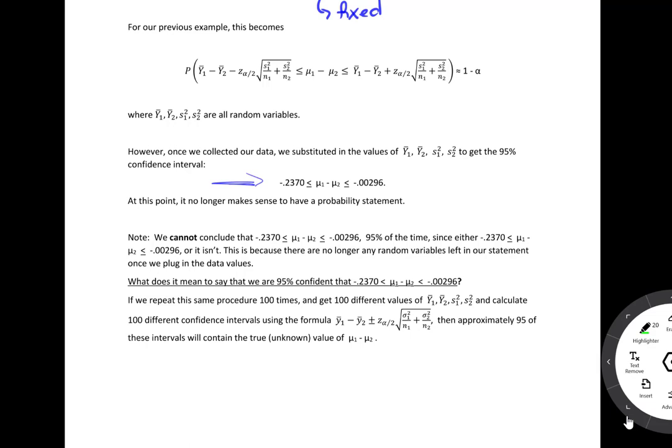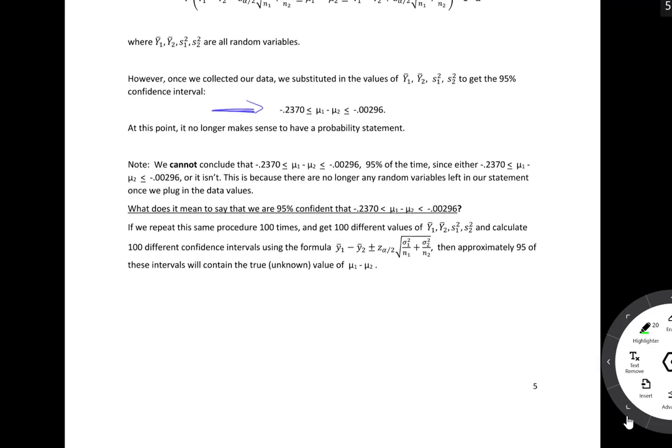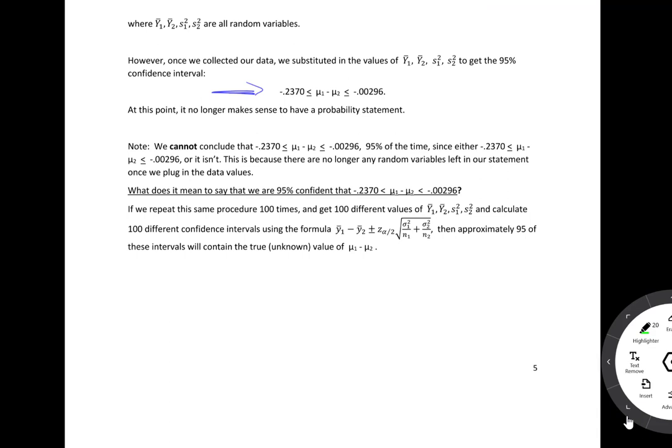So really, again, when we say we're 95% confident, what does that actually mean? What it's saying is that if we repeat this same procedure 100 times and calculate 100 different confidence intervals using this formula, then approximately 95% of those intervals will contain the true unknown value of mu1 minus mu2. So again, the random piece is the interval, and it's random before we use the data. Once we use the data, our interval is fixed. It is what it is. This goes back to the same idea as the difference between an estimator and an estimate. Remember that an estimator was random, but the estimate calculated from the data was not random.